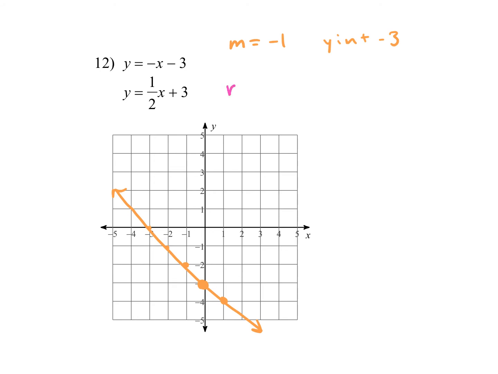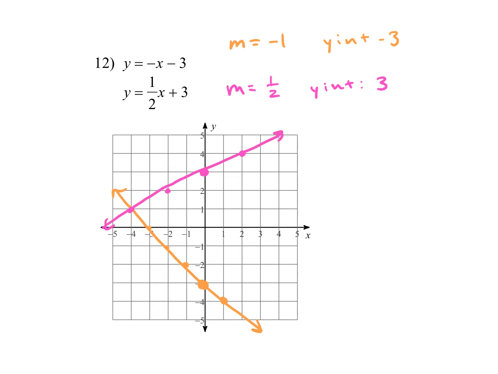So then for the second one, what's my slope? 1/2. And what's my y-intercept? 3. So what's the first point I'm going to put on my graph? 3 on the y-axis. And how do I do the slope of 1/2? Go up 1, to the right 2. Then just connect your lines.